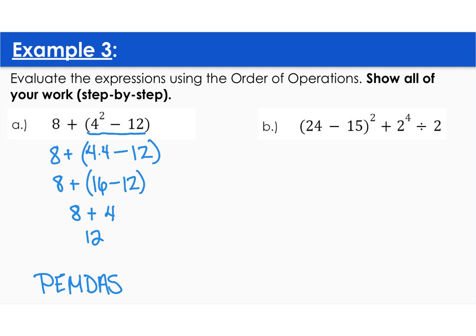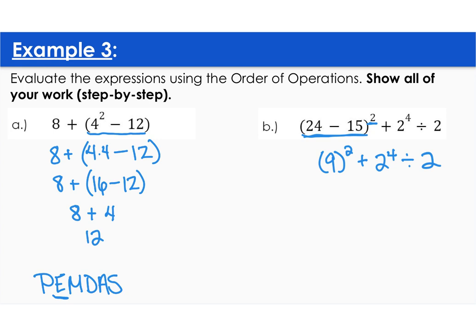So we're going to move on to B. We have parentheses, so we need to start there. We have only one operation in the parentheses, so we will perform that. 24 minus 15 is 9. Bring everything else down. Do not forget this little exponent up here. Next step in order of operations is exponents. So I need to complete all the exponents that are within this expression.